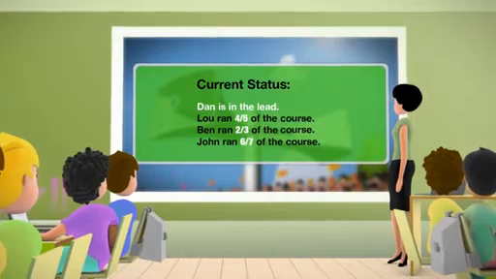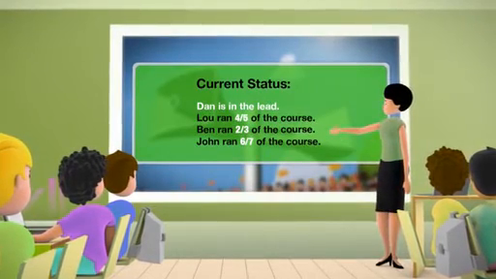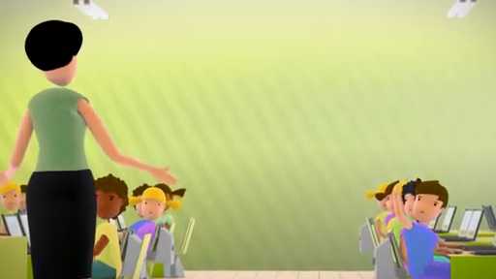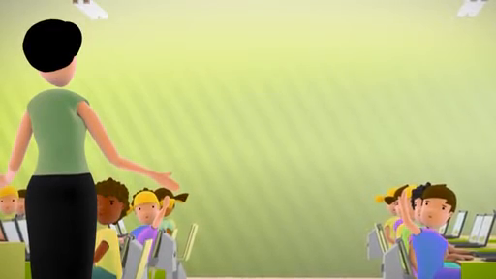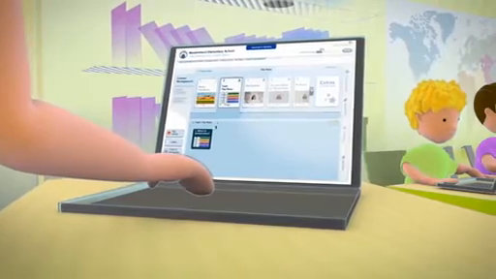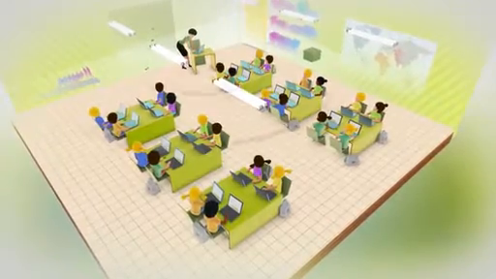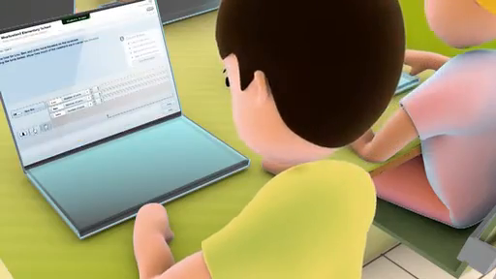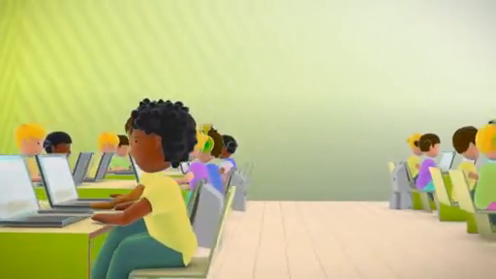Miss Williams asks, if Dan is in the lead, who is in second place? A lively class discussion immediately ensues. Next, Miss Williams directs her students to discover the answer on their own. She activates the first learning activity, called the race, and they begin to work individually.